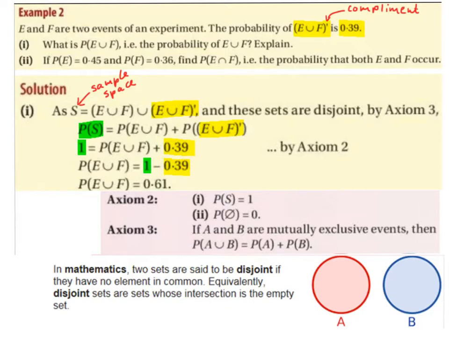Remember, in maths, 2 sets are said to be disjoint if they have no element in common. Equivalently, disjoint sets are sets whose intersection is the empty set. So here's an example of A and B that are not intersecting, so they are disjoint sets.